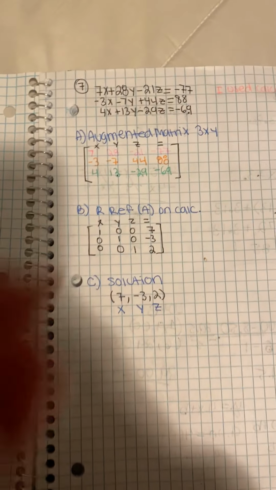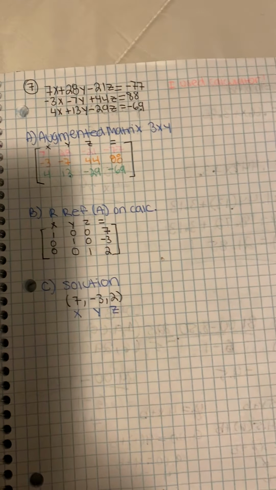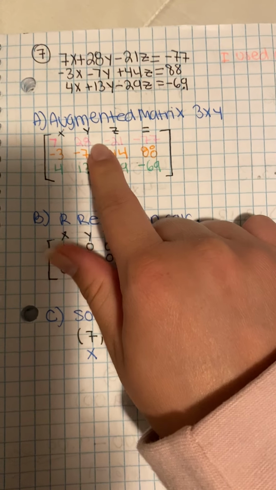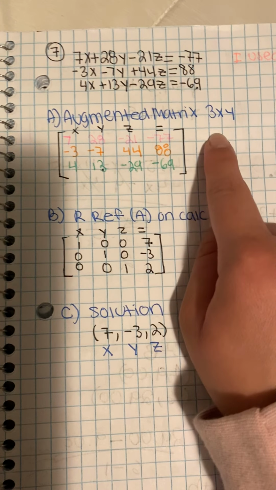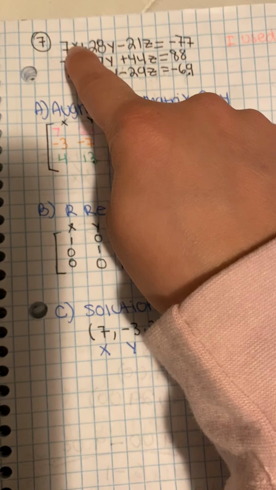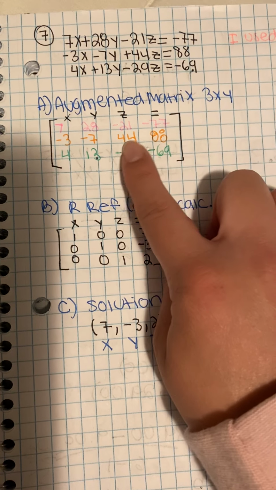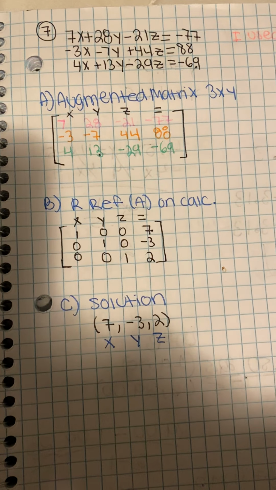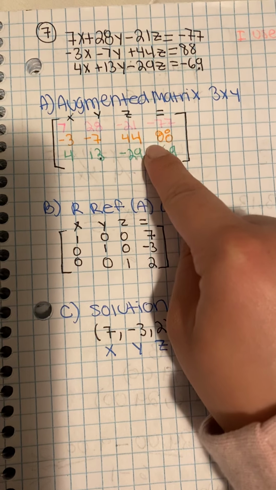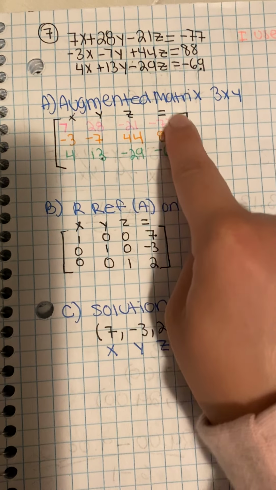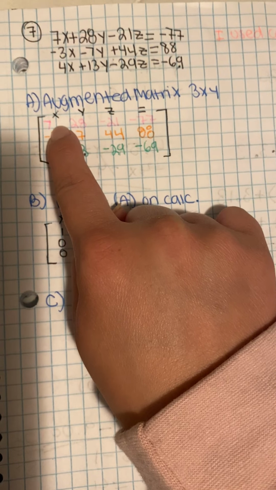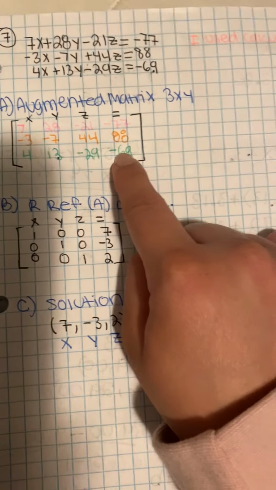Okay, the final one is number 7. This one was also a calculator problem. For this one, I had to do the augmented matrix 3x4. The reason why it's 3x4 is because it's 3 lines, but 4 numbers with variables. So the first column is going to be my x, then my y, then my z, then the total of all of them put together. So I went ahead and plugged this into the calculator line by line.